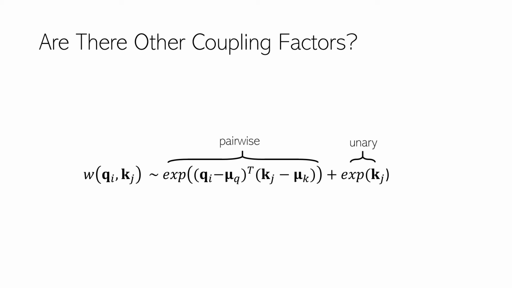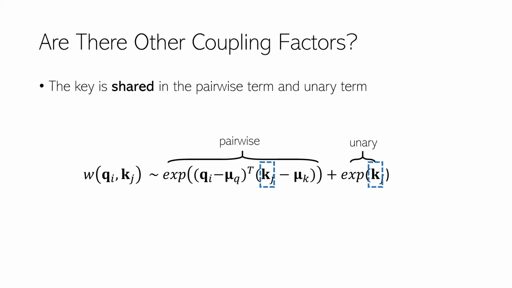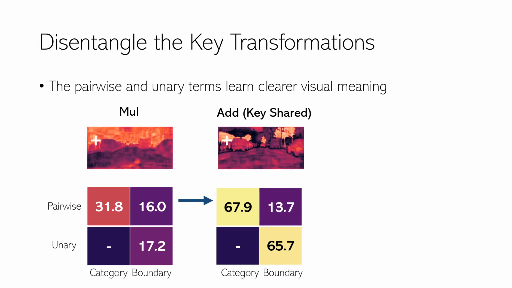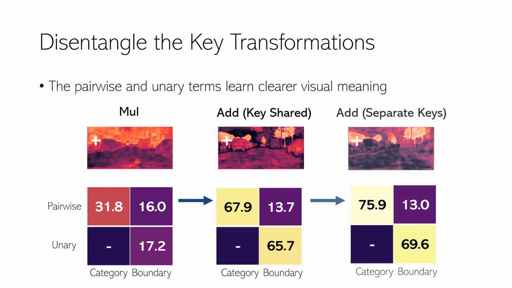But is that the end? Or are there other coupling factors? The answer is yes. There are still coupling factors. For example, we find the key transformations are shared in the pairwise and unary terms. We thus further disentangle these transformations by using independent key transformations. By these independent key transformations, the visual meanings are made clearer. Please see the right column.